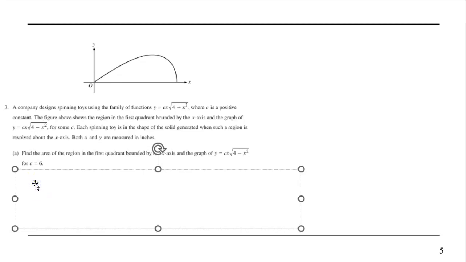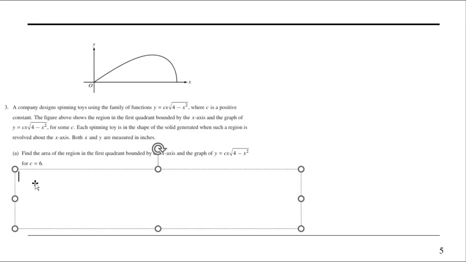All right, if we look at question number 3, we have a company designs spinning toys using the family of functions y equals c times x times the square root of 4 minus x squared, where c is a positive constant. The figure above shows the region in the first quadrant bounded by the x-axis and the graph of y equals cx times the square root of 4 minus x squared for some c. Each spinning toy is in the shape of a solid generated when such a region is revolved around the x-axis. Both x and y are measured in inches.